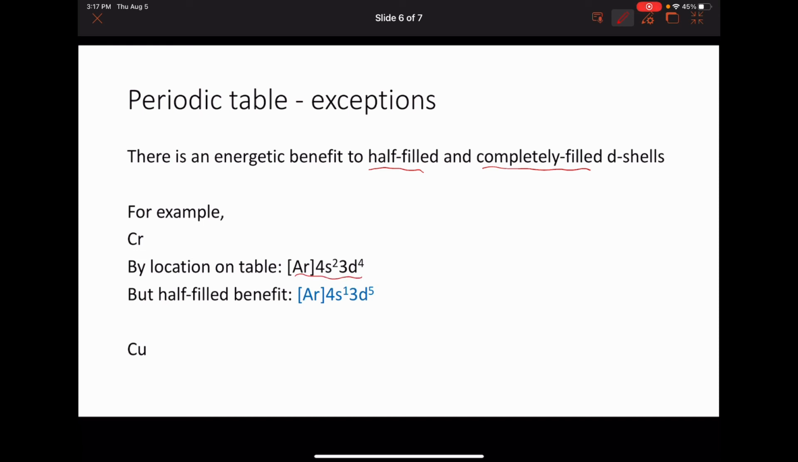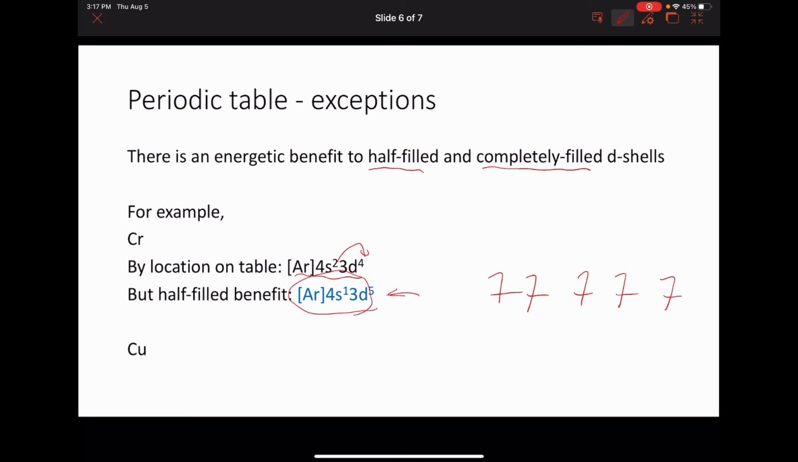Well, it turns out there is a benefit to a half-filled d shell. So we take one of these and we pop it into the d, and so its ground state configuration is actually 4s1, 3d5. The reason why this half-filled is energetically favorable is that we have all these unpaired electrons, each in its own individual orbital. We don't have to put any electrons together. And so that is the ground state configuration of chromium.